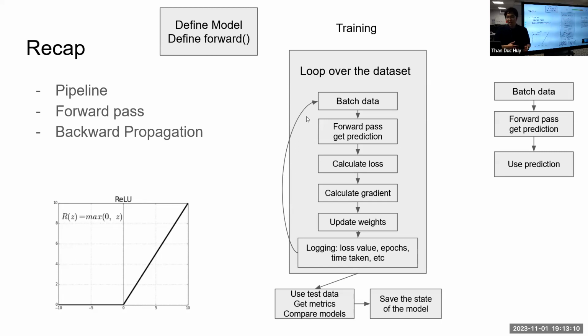ReLU stands for rectified linear unit. Rectified in the sense that, if you are an electrical engineer, you might have noticed this curve looks like a diode, right? The diode only allows the current to flow one way. So the idea is that any value that is negative will become 0, and any value that is positive will be linearly proportional, with a slope of 1.